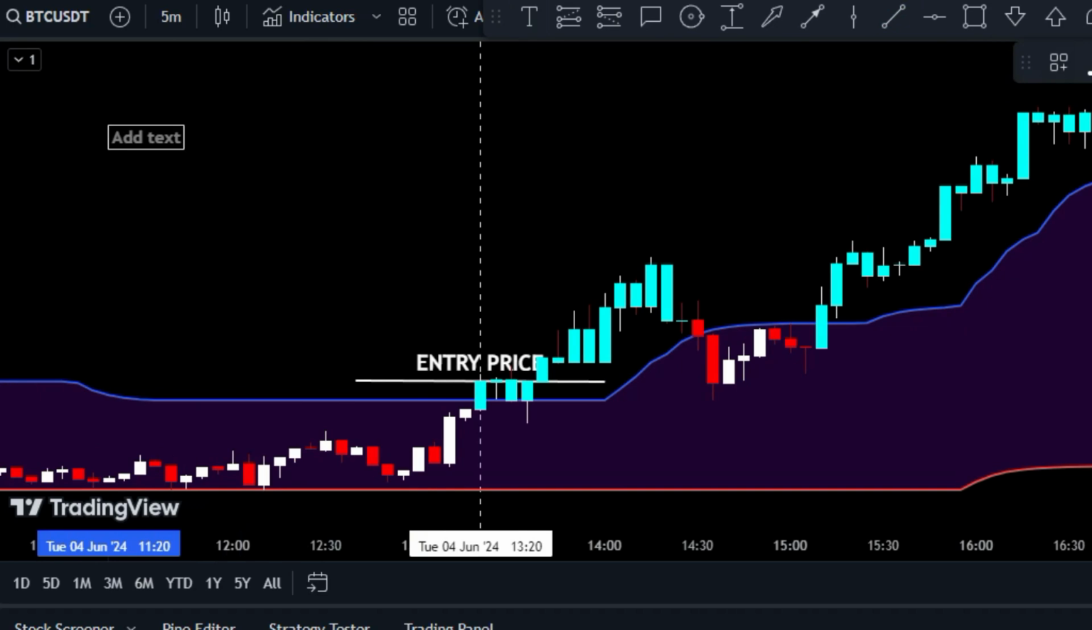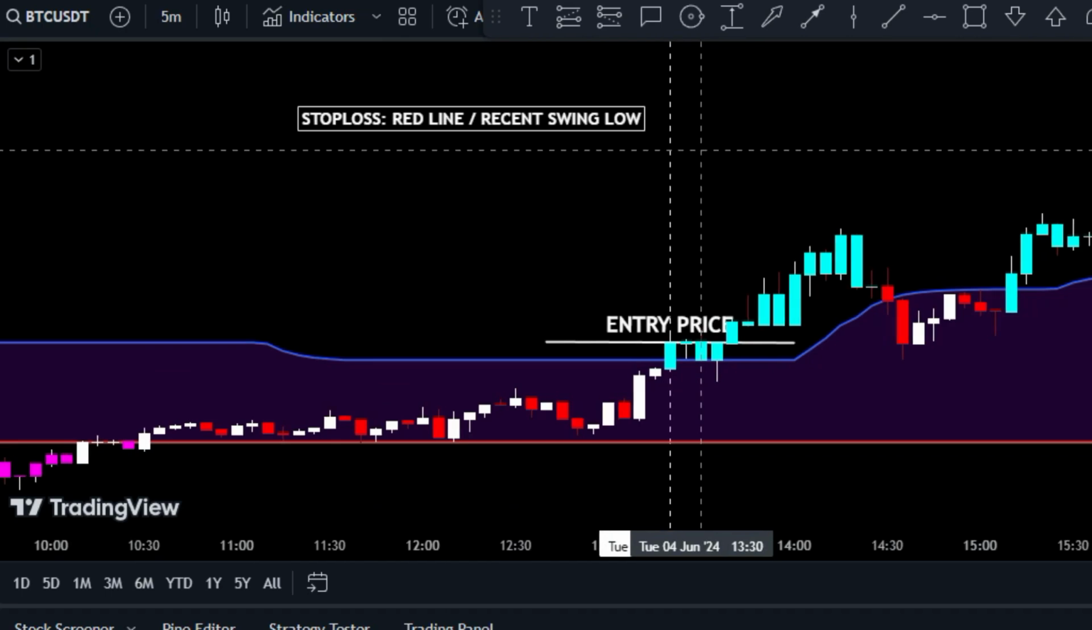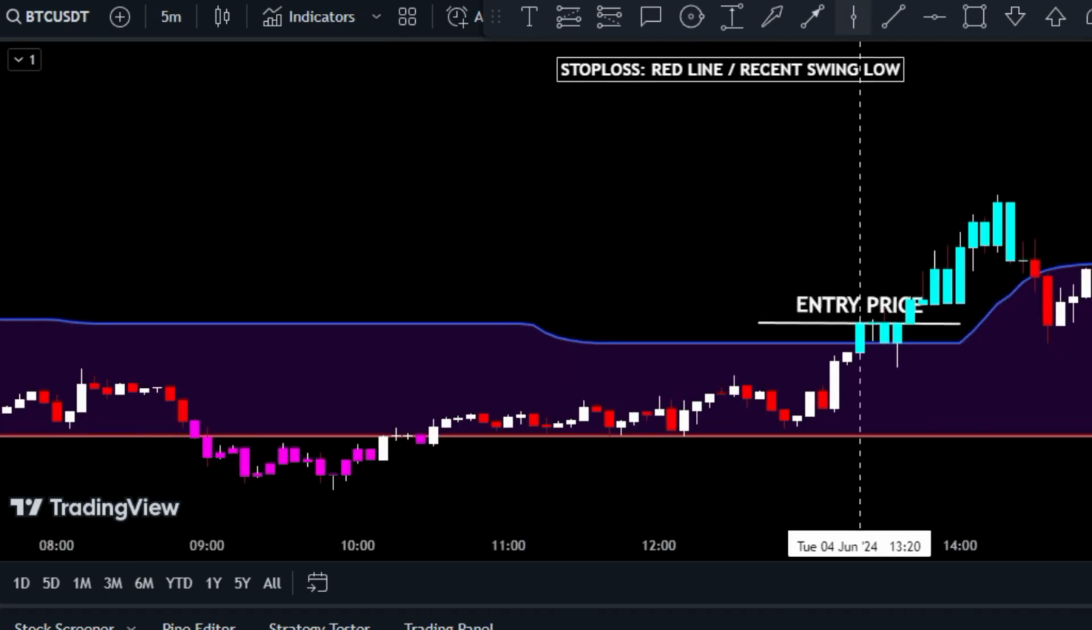Now, let's chat about risk management. When setting a stop loss for your trade, consider these two options. Use the most recent market swing low as your stop loss level, or alternatively, place your stop loss just below the red line of the HLOTT indicator.